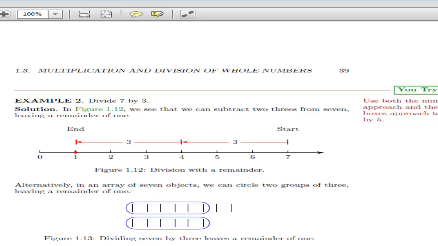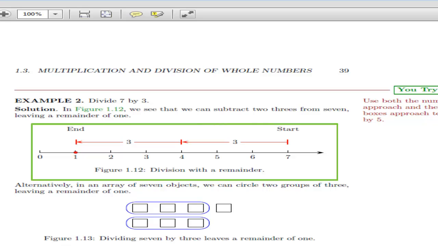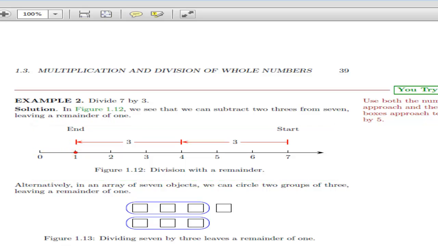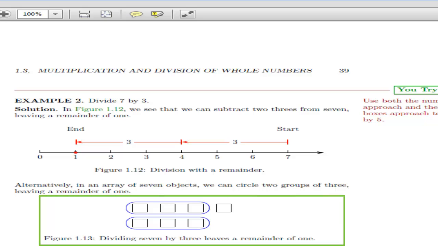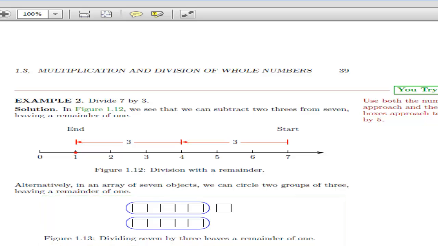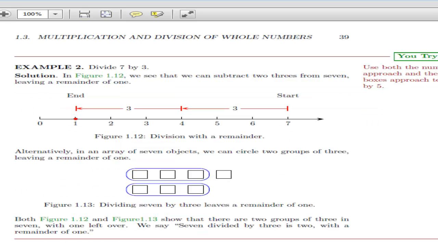Example 2. Divide 7 by 3. Solution. In Figure 1.12, we see that we can subtract 2 3s from 7, leaving a remainder of 1. Alternatively, in an array of 7 objects, we can circle 2 groups of 3, leaving a remainder of 1. Dividing 7 by 3 leaves a remainder of 1. Both Figure 1.12 and Figure 1.13 show that there are 2 groups of 3 in 7, with 1 left over. We say 7 divided by 3 is 2, with a remainder of 1.